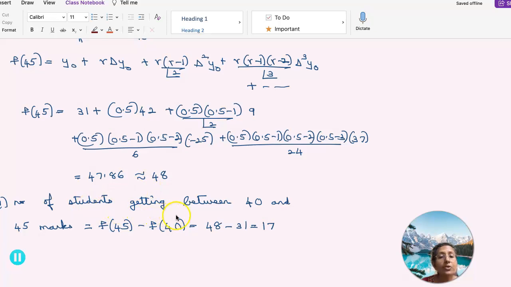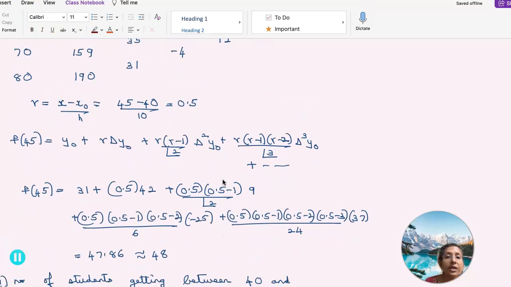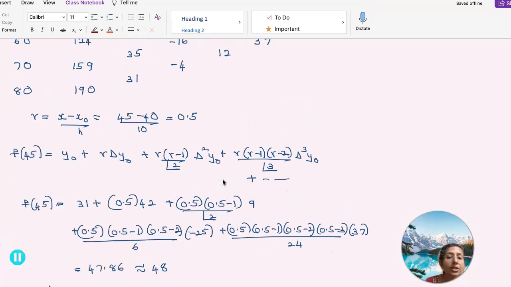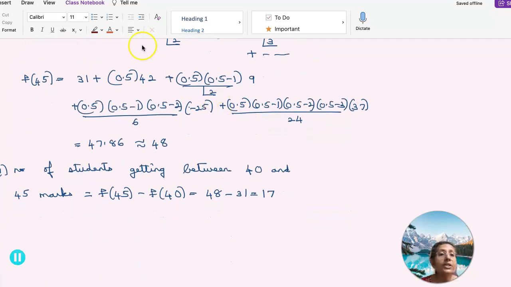And what is the number of students getting between 40 and 45 marks? That will be F45 minus F40. That is the number of students having the weight as 45 and weight as 40. So this will be 48 minus 31, because F40 is 31, and that will be 17.